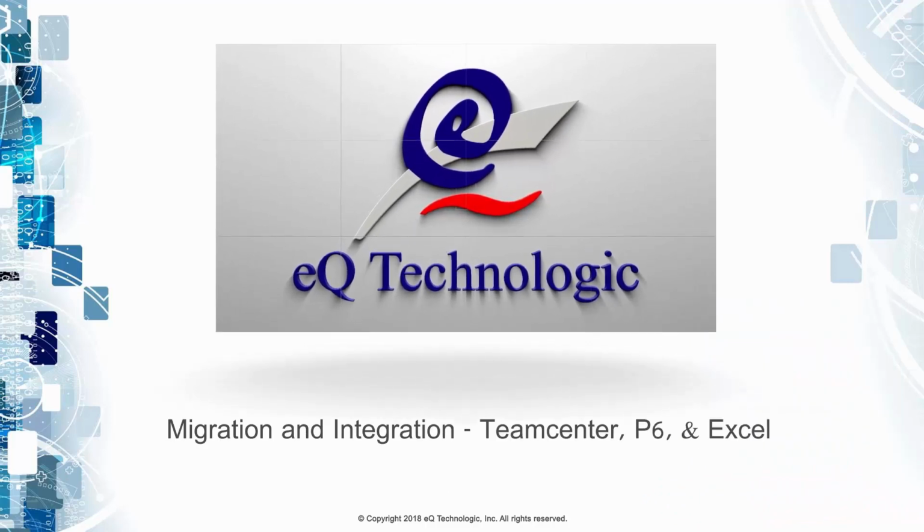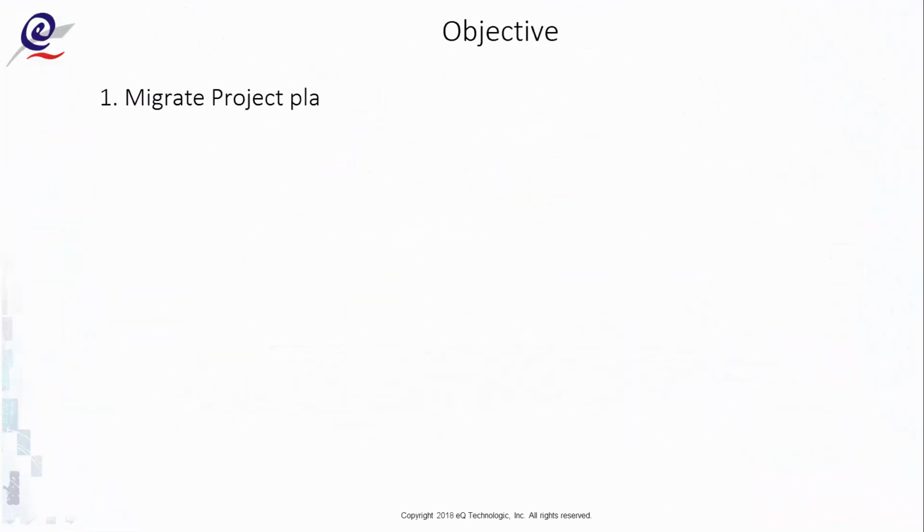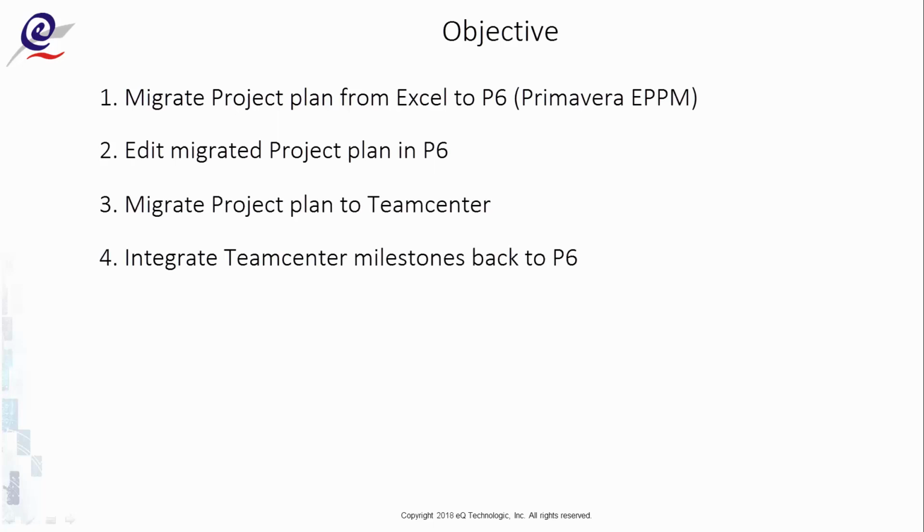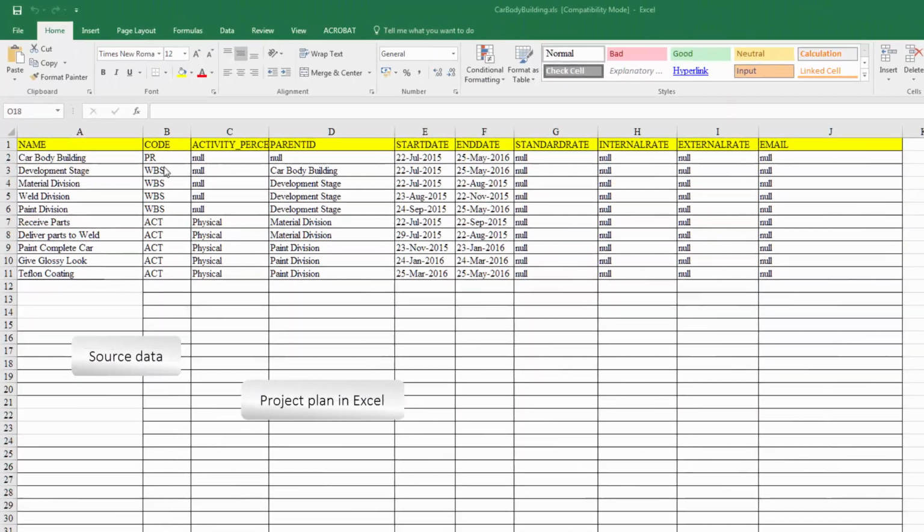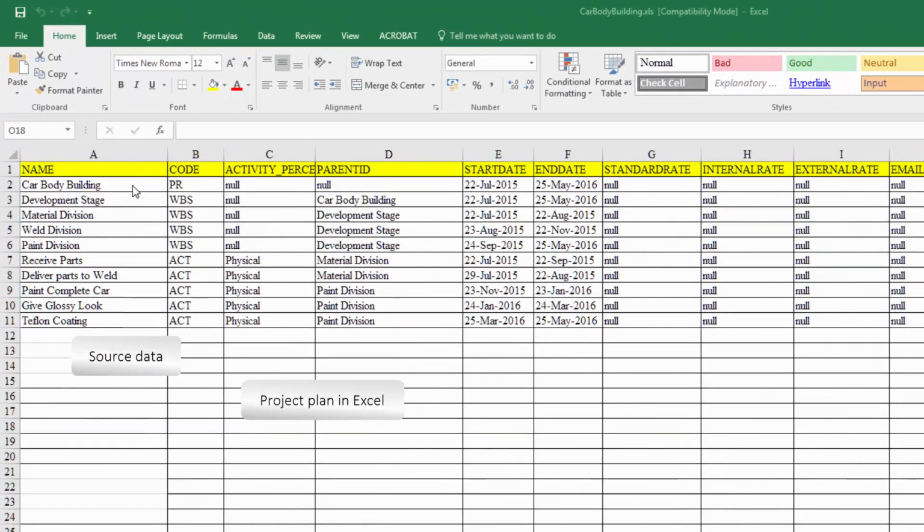And today I will walk you through migrating a project plan from an Excel to Primavera P6 and further integration with Teamcenter. Excel contains the project plan to be migrated and will use the code column to identify different types of data to be created in Primavera.